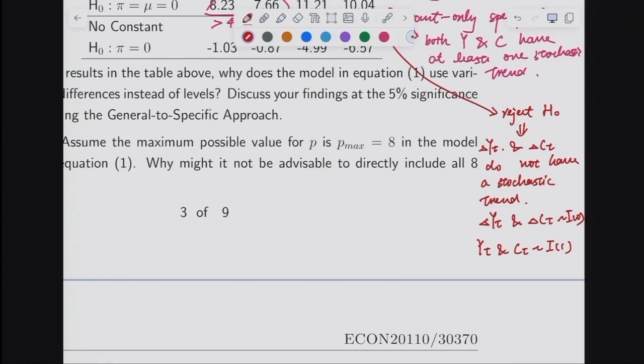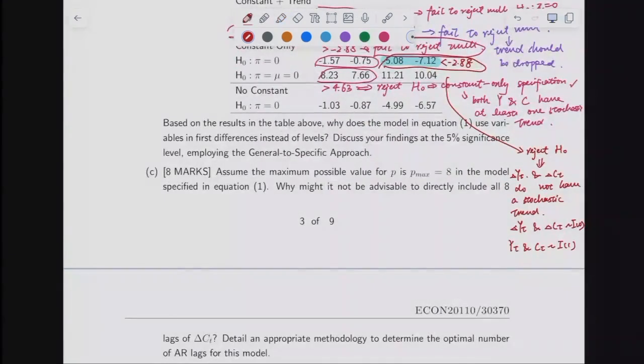Now, part C is a rather simple part. So this ties back to when we talked about selecting the optimal AR order. So here we have that the maximum possible value for P, the maximum AR order available, is 8. And the question asks, why not include all 8 lags of the delta C_t?